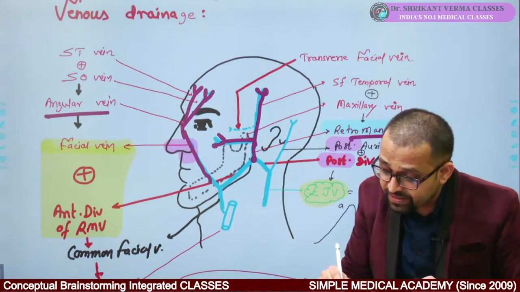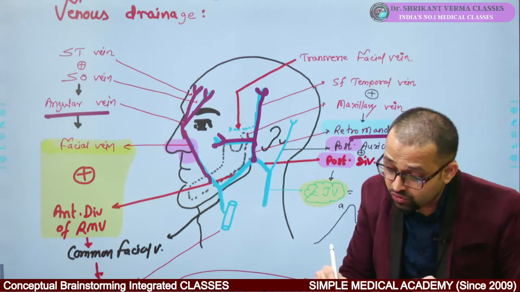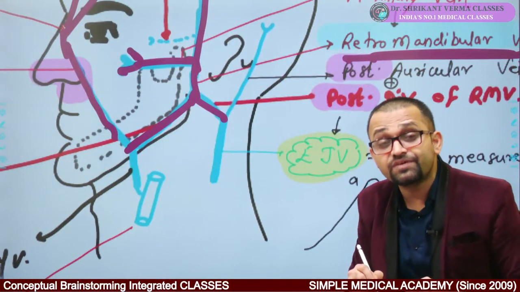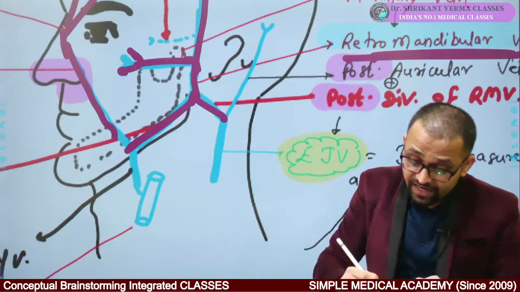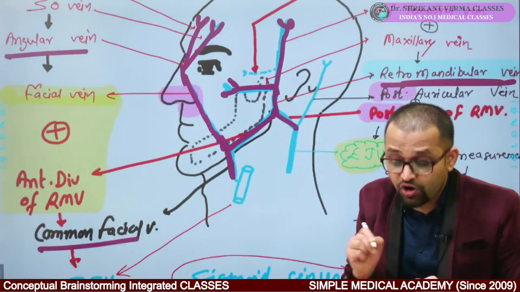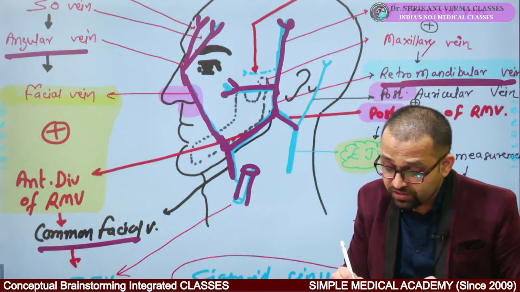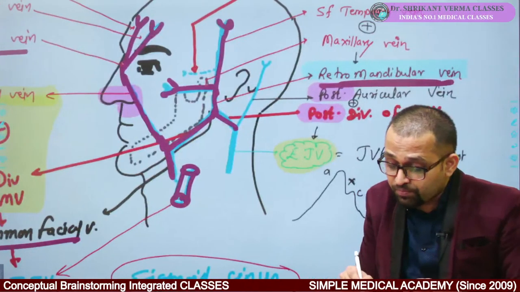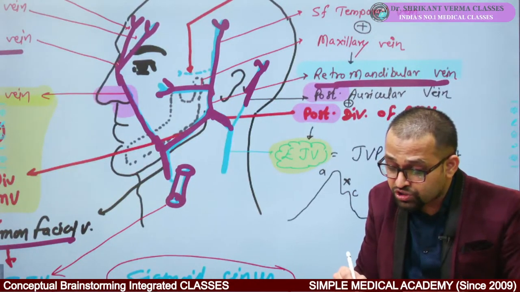Both are uniting and making the retromandibular vein. This retromandibular vein is dividing into the anterior division and the posterior division. Anterior division is meeting with the facial vein and making the common facial vein. It is opening into the internal jugular vein. Agree? While the posterior division is uniting with the posterior auricular vein.